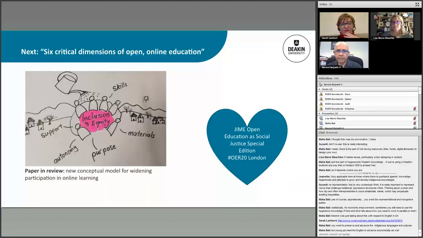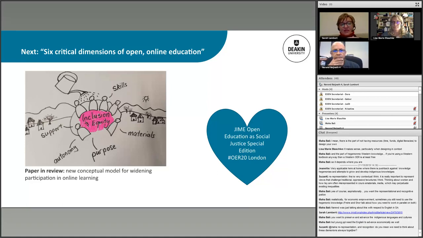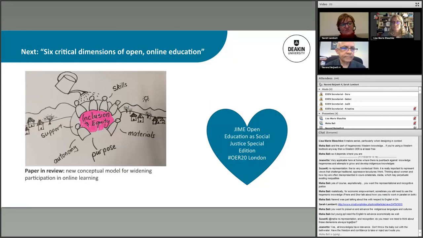So just to finish up, that systematic review study and all of the amazing examples it brought forth were so fascinating that I've gone on to do some additional work synthesizing out a conceptual model. I've got another paper in review that leaps off that data again and synthesizes qualitatively a six critical dimensions model of open and online education. That little picture there is suggesting that inclusion and equity can be at the heart of your cohort, and that there can be skills and materials and purpose and autonomy and support. I hope to get that paper out soon and get some feedback on it and see if it might also spread to other contexts.